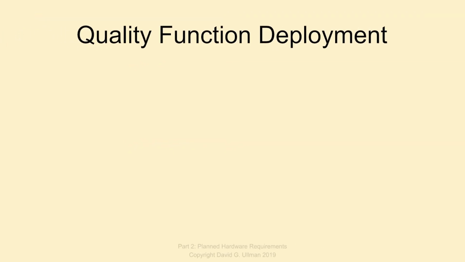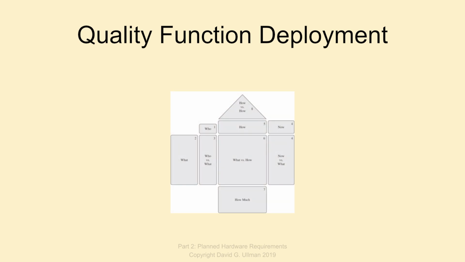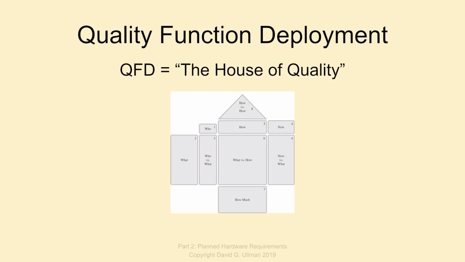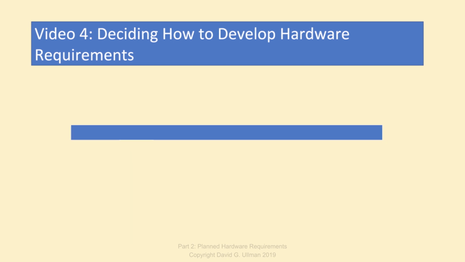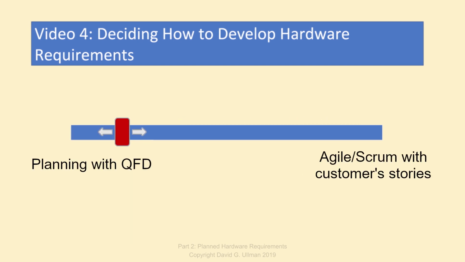In this video, I will introduce Quality Function Deployment, often called QFD or the House of Quality, a widely used and mature tool that supports the conversations in a structured manner during product planning. The third video, Agile Requirements for Hardware Design, is focused on developing requirements on the fly, agilely, and the final video, Deciding How to Develop Hardware Requirements, brings QFD and the Agile methods together to give guidance on how to balance the upfront planning with the Agile, the best use of time and resources developing hardware requirements.